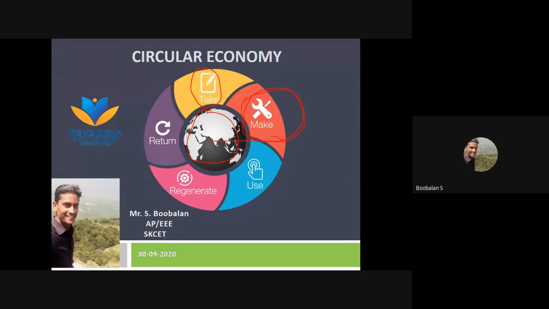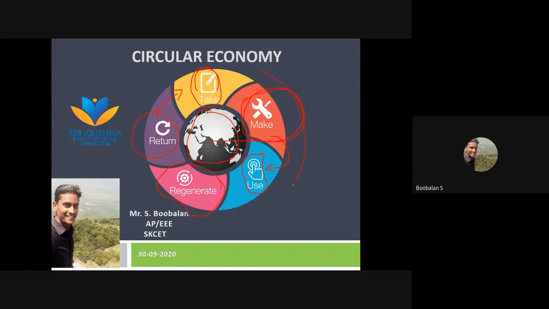Then again we use the product, whether it is an electronic gadget, cloth, a vehicle, a building, a pen, any product or material. Then we need to regenerate and reuse it. Once we reuse and regenerate, we return it back to the industry again. Again they take it as a raw material, make a product, and we use it. So this is what is called a circular economy.